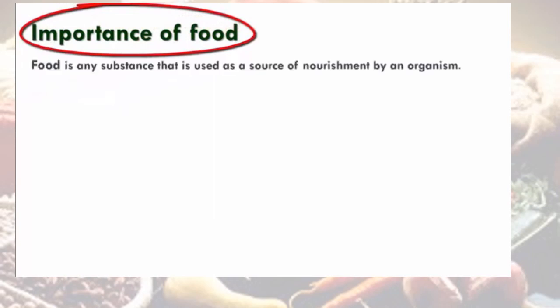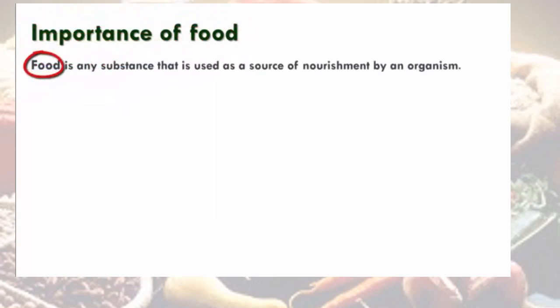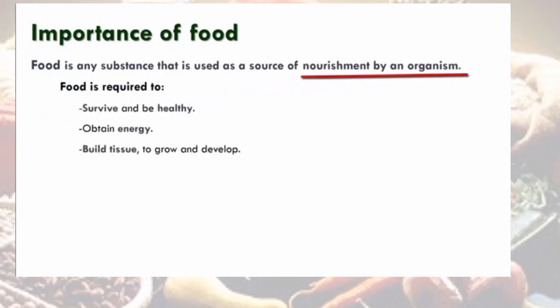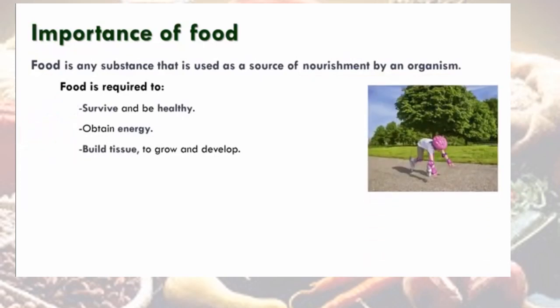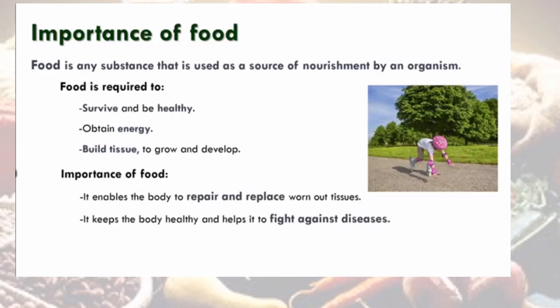We can define food as any substance that is used as a source of nourishment by an organism. Food is required to survive and be healthy, obtain energy, build tissue to grow and develop. Now, sometimes when we fall down while playing and get hurt, the skin that is bruised grows back in a few days. Have you ever wondered how this happens? This is because of the nourishment obtained from the food we eat. Food is therefore important as it enables the body to repair and replace worn out tissues.